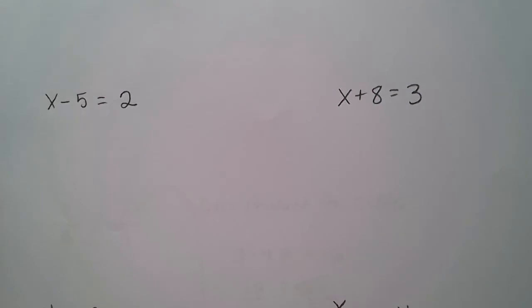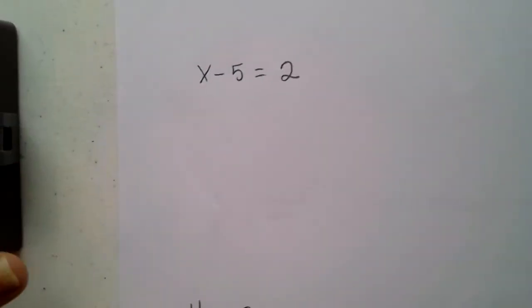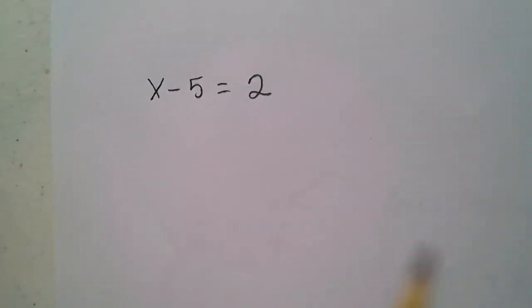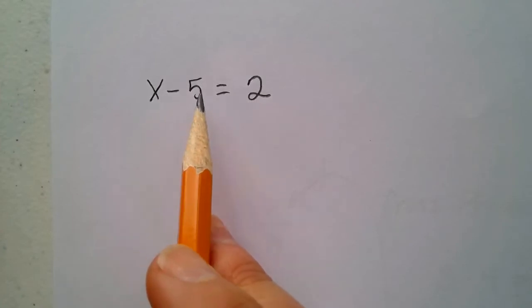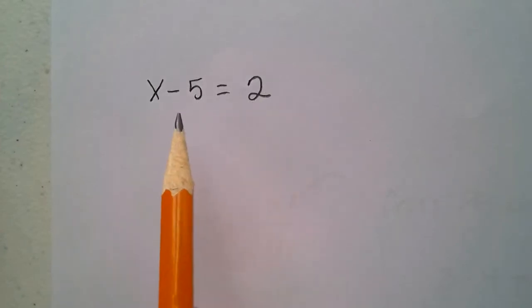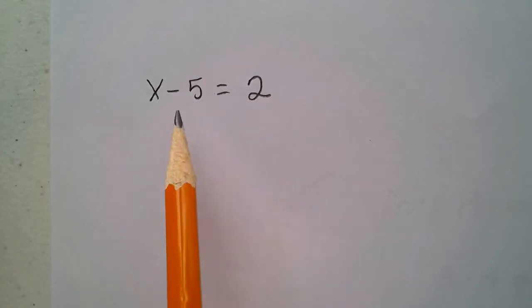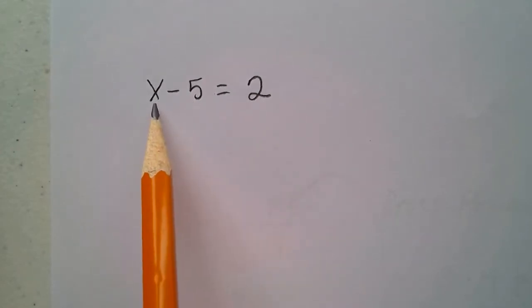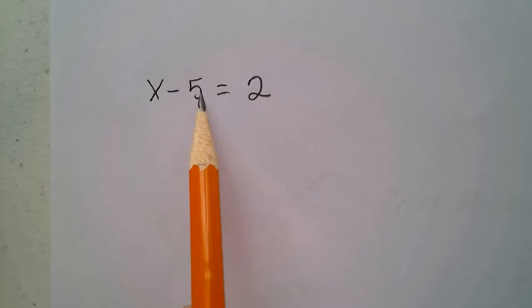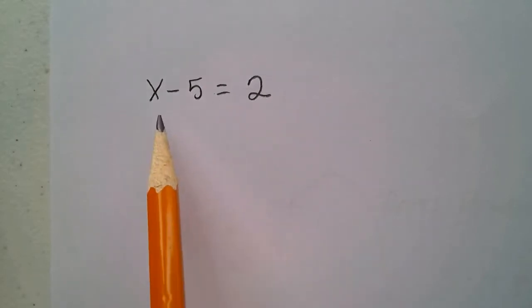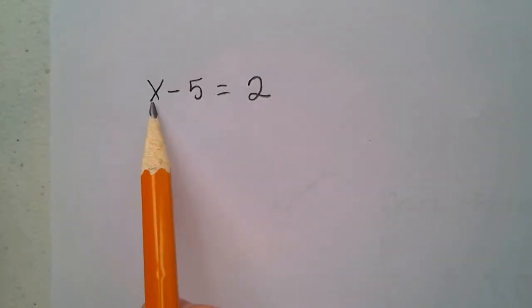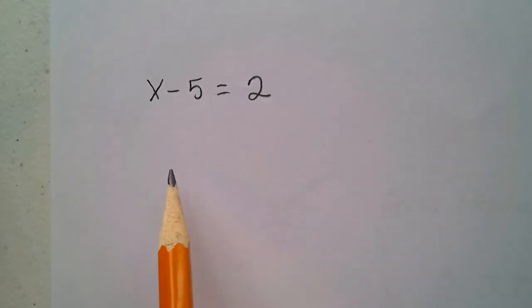Let's go over a few examples on solving one-step equations. Let's start with this one. When I read this equation, I'm going to start with the variable x. X minus 5 equals 2. Another way to say this would be x decreased by 5 equals 2, or x diminished by 5 is 2, or 5 less than x is 2.